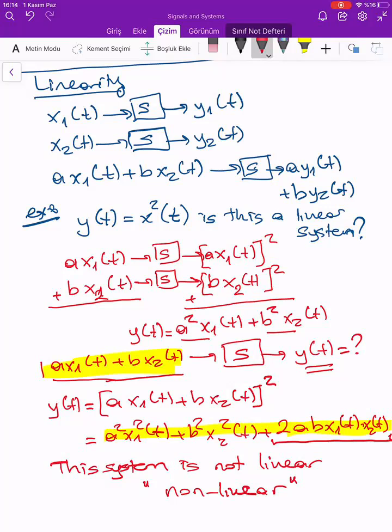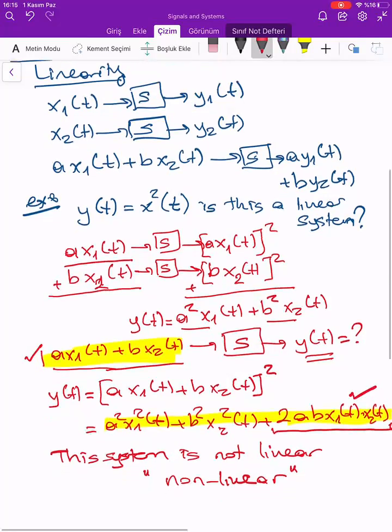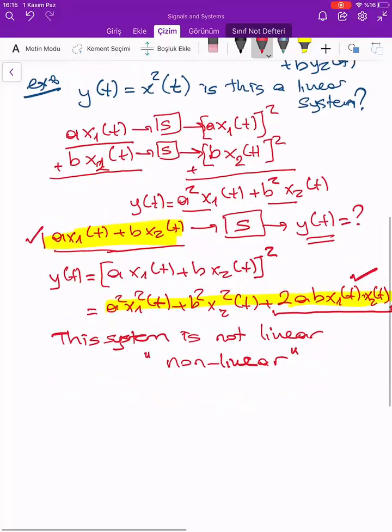Okay, how did I solve this question? I said if I apply inputs separately, I will obtain an output like that. If I apply them together and check if the outputs are the same, then I will check this one and this one. If they are equal, then I would say this is a linear system. Otherwise, it's not linear.